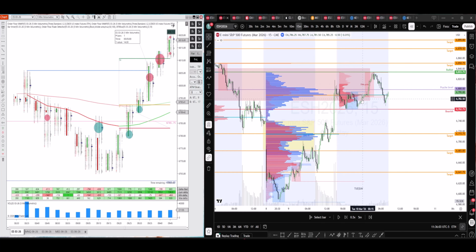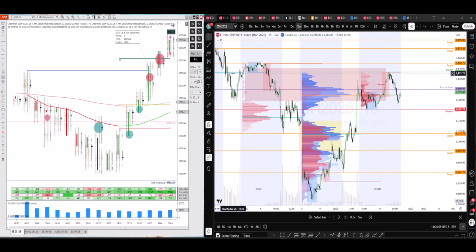Overnight session consolidated. London session popped back up. So we have a little bit of consolidation up at the top, right? Top of the weekly range, a little bit below Friday's high.